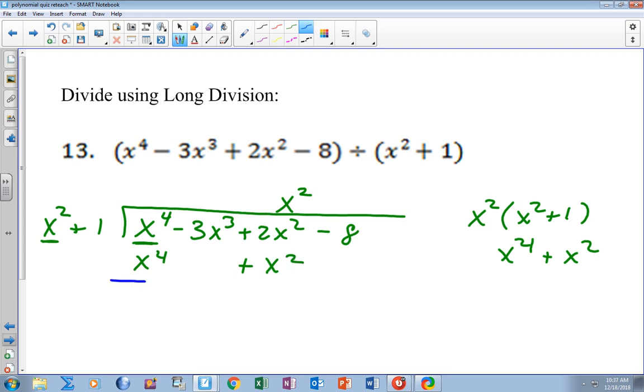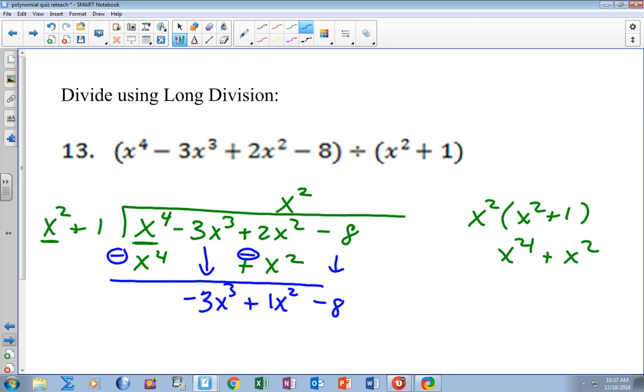So we're going to draw our line and change all of the terms' signs. And then we're going to combine like terms. So negative 4, our x to the 4th degree minus x to the 4th degree is a 0 pair. So negative 3x to the 3rd, we're just going to bring that down because there's a 0 here. 2x squared minus x squared is 1x squared. And then we're going to bring down our negative 8.